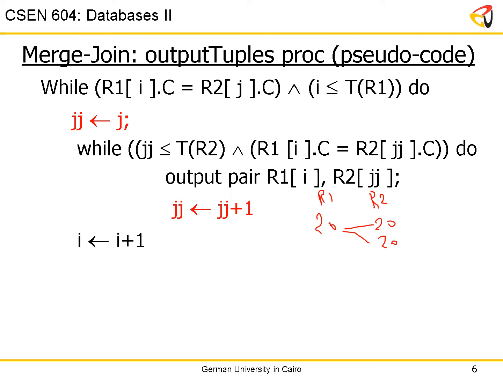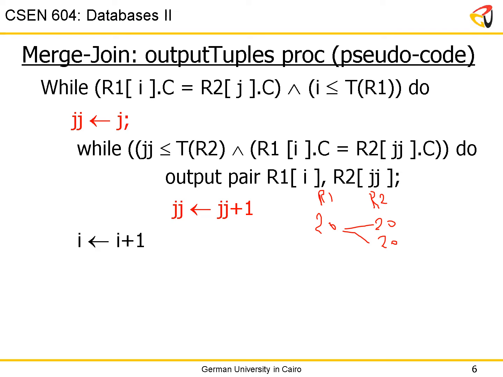If we're just printing it on the command line, it's going to be like System.out.println. Otherwise, output pair here will be adding an entry in the result set. I'm going to take R1 of i and R2 of jj and put it in the result set. That's what the output pair will do here. And then I will increment the jj by 1.